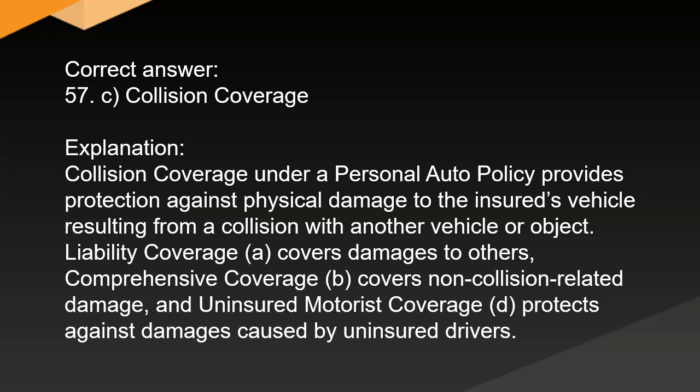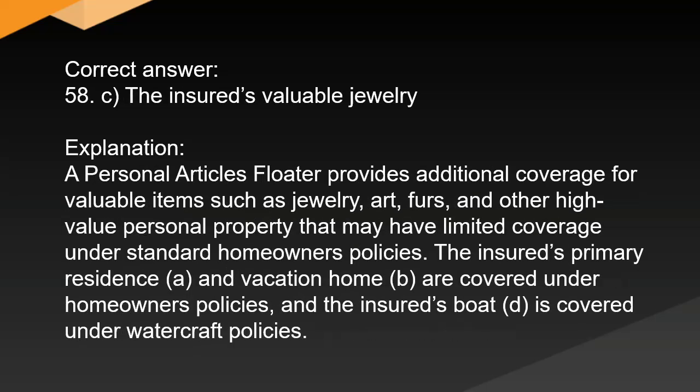Correct answer. C. Collision coverage. Explanation. Collision coverage under a personal auto policy provides protection against physical damage to the insured's vehicle resulting from a collision with another vehicle or object. Liability coverage, A, covers damages to others. Comprehensive coverage, B, covers non-collision related damage. And uninsured motorist coverage, D, protects against damages caused by uninsured drivers.